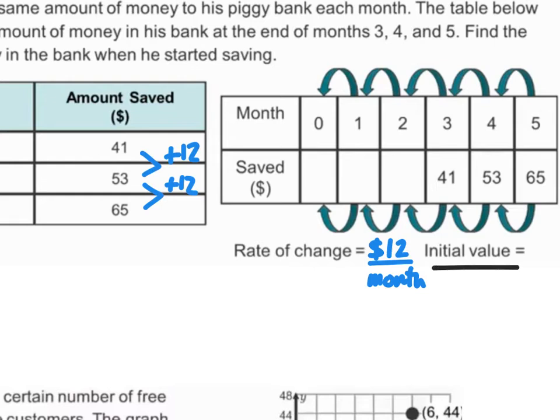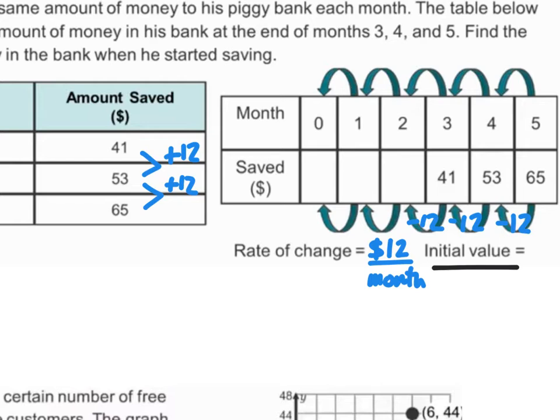Now what we want to do is find our initial value. So we're going to now subtract. To get from one side to the next, we subtract 12, minus 12, minus 12. To get what's going to go in this box, I want to take this number and subtract my rate of change, which is $12 per 1 month.